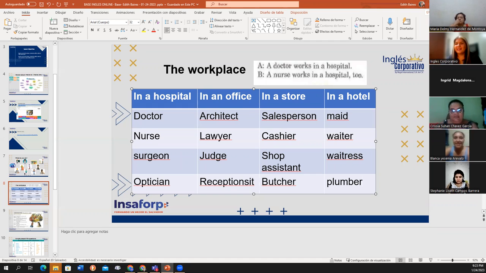Blanca Yesenia, where do you work? My work is housewife. Okay, your house. Store, so you sell things. You are like a salesperson in a store. Okay, you work in your own business, Blanca? You have your own business? No, okay. Maria Delmi, where do you work? The workplace. In an office. In an office, okay.